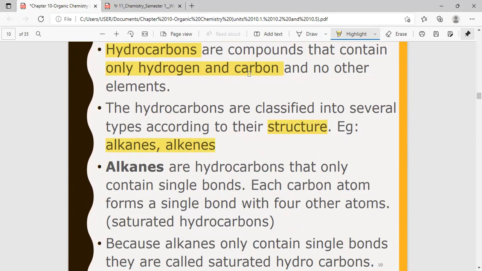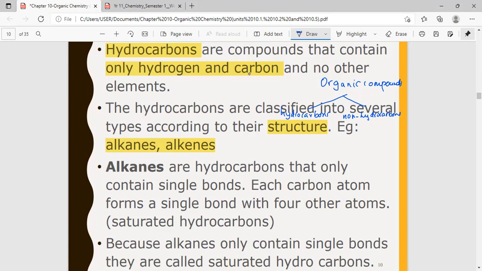Now, in organic chemistry, the structure of a molecule is very important. Previously, when we learned about inorganic compounds like sulfuric acid and sodium carbonate, we focused more on the chemical formula. But in organic chemistry, the structure is also very important. So based on structure, hydrocarbons are classified into alkanes, alkenes, and alkynes. To give you an idea, basically it is like this: organic compounds, and then you have the hydrocarbons, and then you have the non-hydrocarbons.